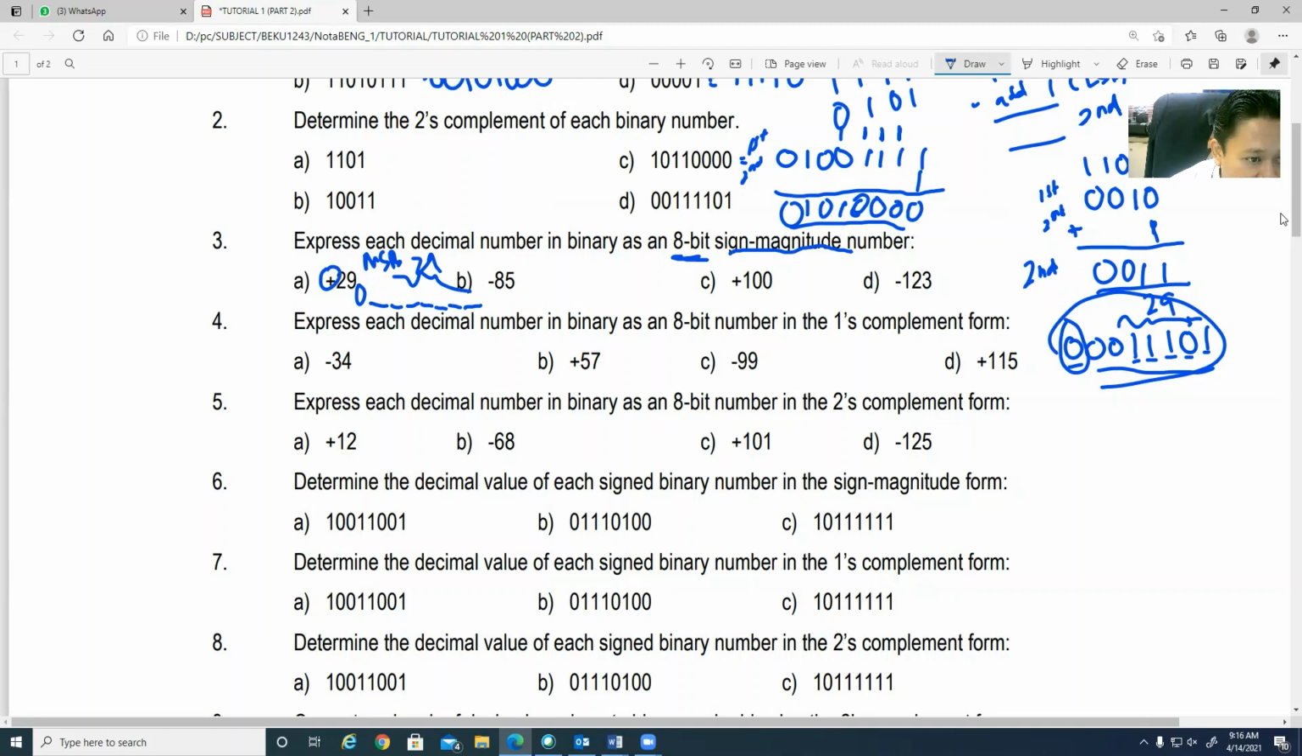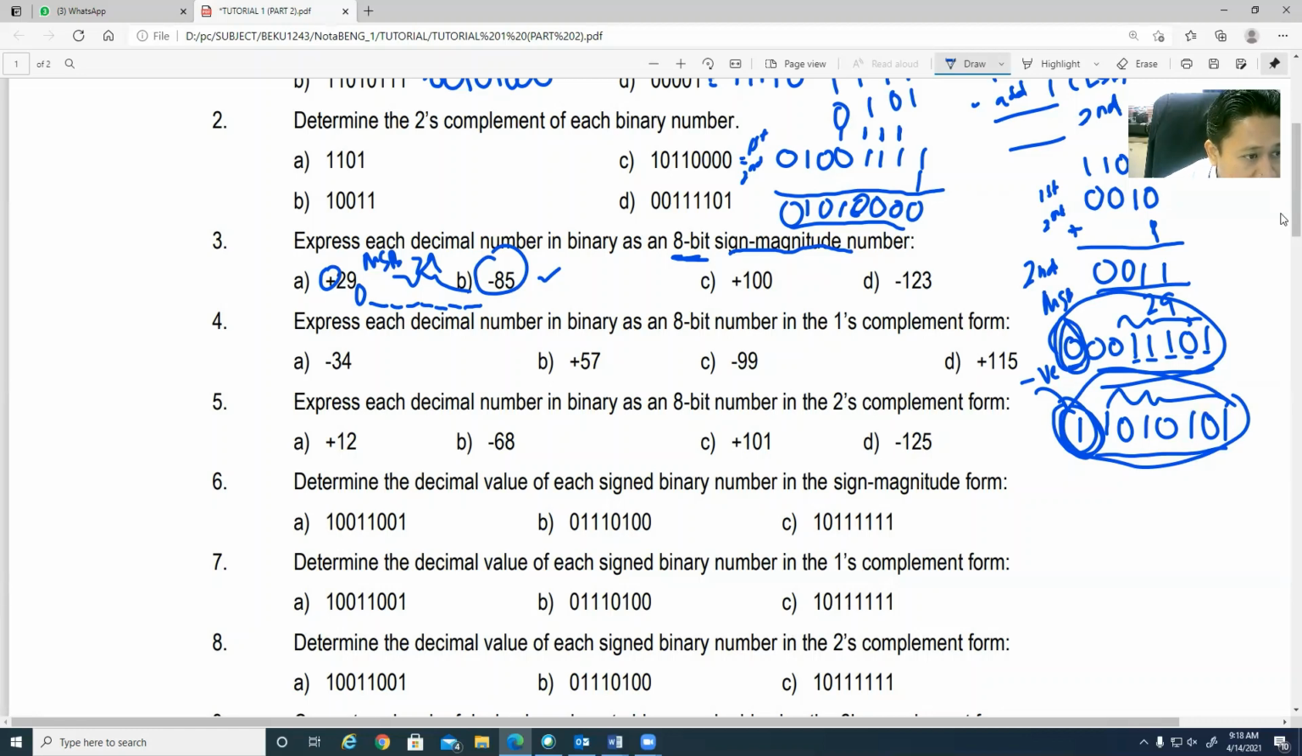Maybe I will go for another example here, for the negative. For negative, the most significant bit will be 1. The 1 will represent the negative value, and this is the magnitude of 85. When we convert 85 into binary, the answer will be 1010101. Count: 1, 2, 3, 4, 5, 6, 7, 8. We have 8 bits here. So this is negative 85. The most significant bit is 1, which represents the negative value. If it is 0, it represents the positive value.